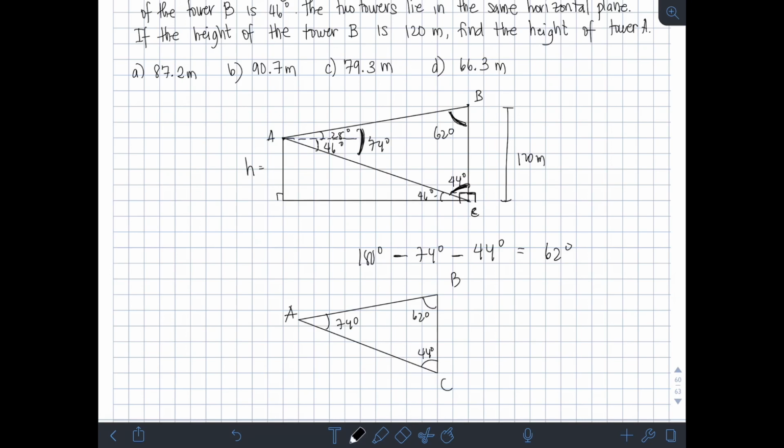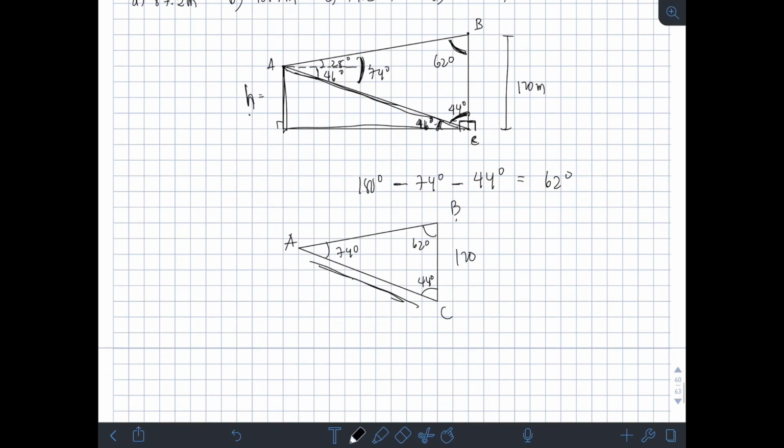So, meron tayong isang given dimension, itong BC na 120 meter. So, dapat makuha natin itong side AC para dito natin mahahanap yung height ng tower A. Kasi, itong side AC is hypotenuse siya bale nitong right triangle na to. Right? So, meron tayong hypotenuse saka isang given angle na 46 degree. Masasolve natin yung H by trigonometric ratio. Okay? So, kuhain muna natin itong AC. So, pwede natin magamit yung sine law.